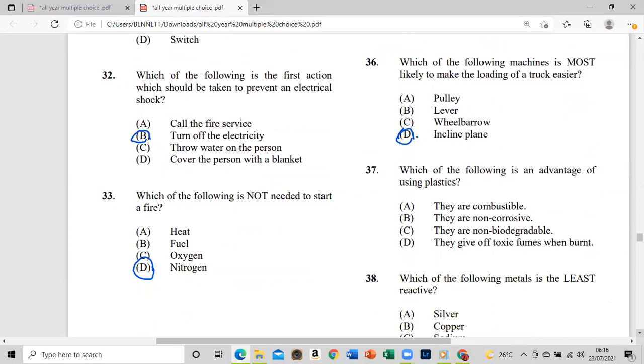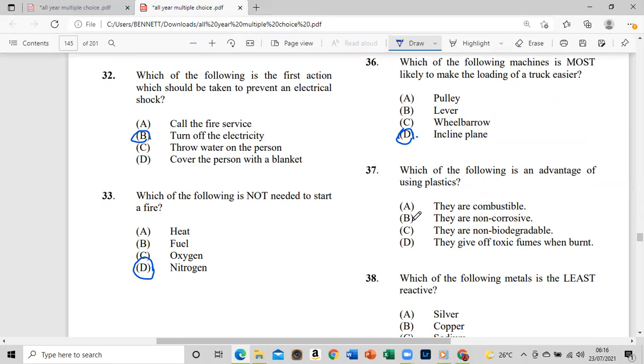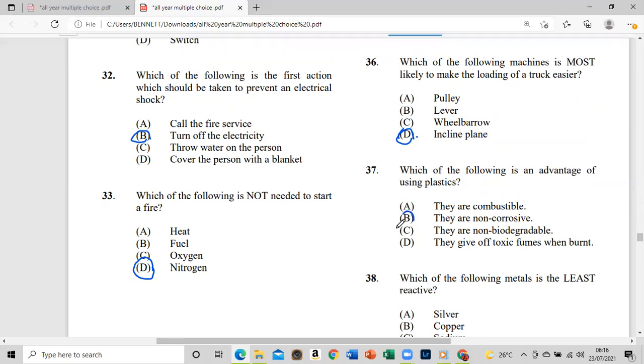Which of the following is an advantage of using plastic? They are combustible, they are non-corrosive, they are not biodegradable, they give off toxic fumes when burned. Which of the following is an advantage of plastic? And remember, they are banned. And that is, they are non-corrosive.